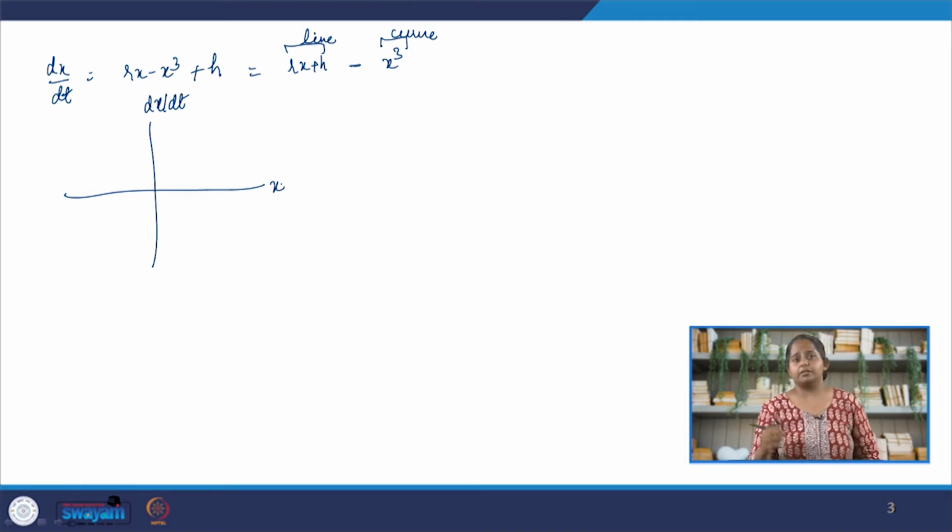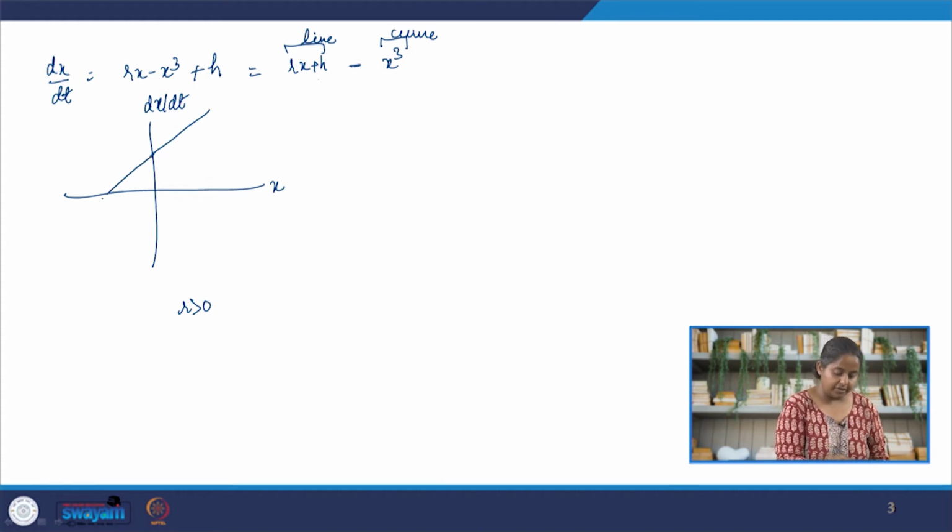These are one-dimensional systems, so we are plotting the variable that is changing with time on the x-axis and the rate at which it is changing on the y-axis. And very soon when we go into 2D systems, the phase portrait will start looking slightly different, but this will do for now. Alright, rx plus h, let's say we are starting with a positive value of h, then h will be an intercept. Let's say r is greater than 0. So the slope is positive, looks like this.